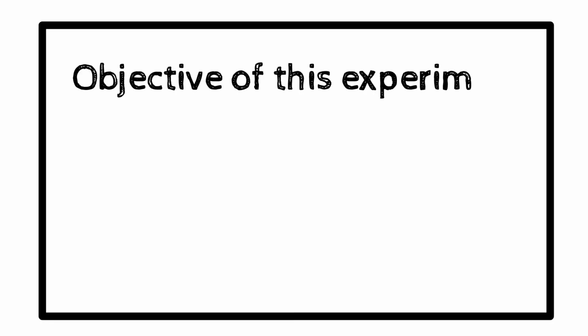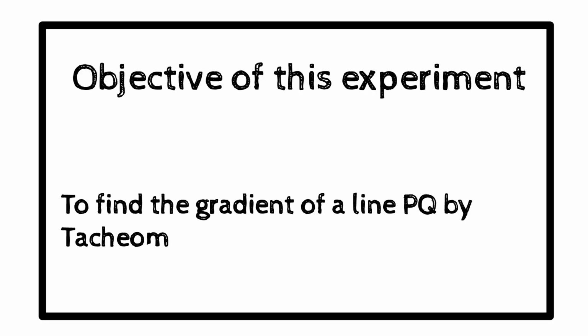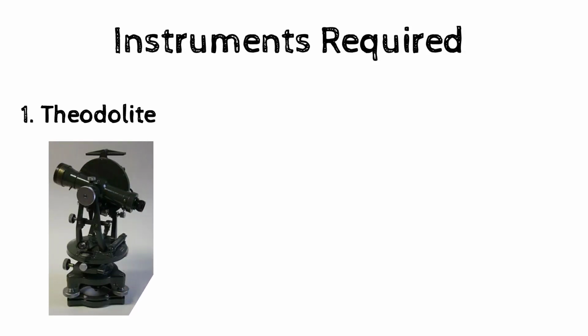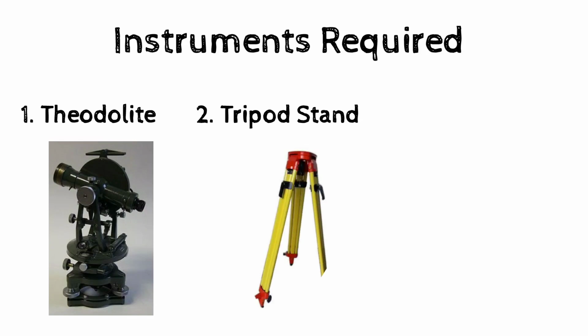We will start with the objectives. The objective of this experiment is to find the gradient of line PQ by tachymetry. Major instruments required to perform these experiments are theodolite, tripod stand and the leveling staff.